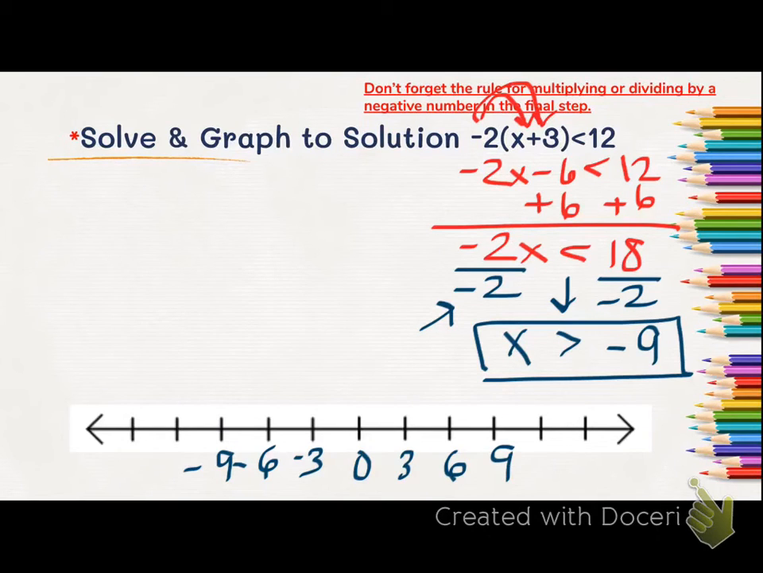We would place an open circle on the number negative 9. And we're going to draw an arrow to the right because those numbers are numbers greater than negative 9.